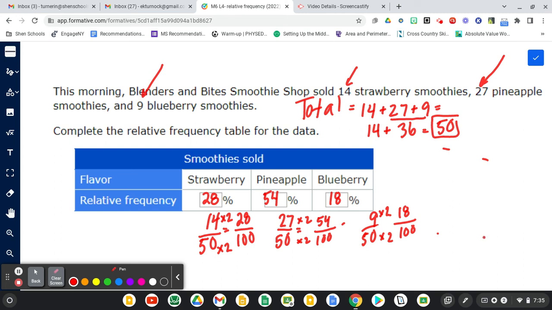So if I add up all of my percents just to make sure I've done this correctly, if I take out my calculator and I do 28% plus 54% plus 18%, it should give me all of the orders, 100%. So if I've done it correctly, which I just checked and it is, then I should add up to 100.